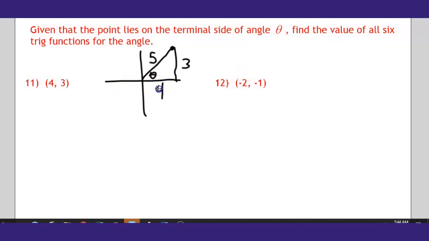Now, I can find my 6 trig functions. And here we go. Sine of theta. Opposite. Oh, wait. Let's label our parts. Opposite. See, draw your line straight across. That means 4 is adjacent, and 5 is my hypotenuse. So sine, if you remember, is opposite over hypotenuse. So 3 over 5.